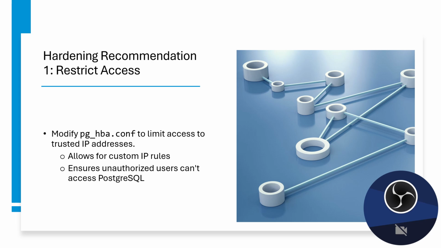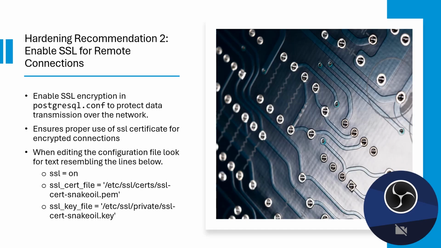which disables a list of security vulnerabilities. My second hardening recommendation would be to enable SSL for remote connections. To do this, enable SSL encryption in the PostgreSQL configuration to protect data transmission over the network, and this ensures proper use of SSL certificates for encrypted connections.